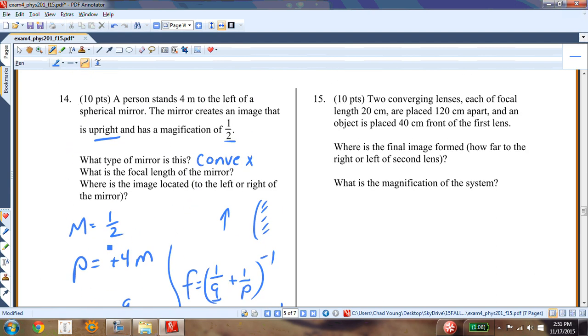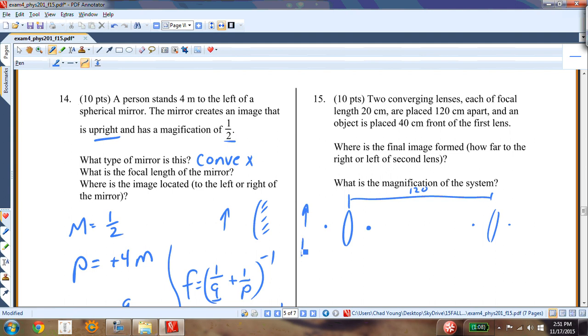Two converging lenses, each focal length 20 centimeters, are placed 120 centimeters apart. An object is placed 40 centimeters in front of the first lens. Where's the final image, and what is the magnification? All right, so let me sketch this out. I have focal lengths here, and then I have another one that's pretty far away, 120 centimeters there and there. This distance is 120. My first object is 40 centimeters right there.